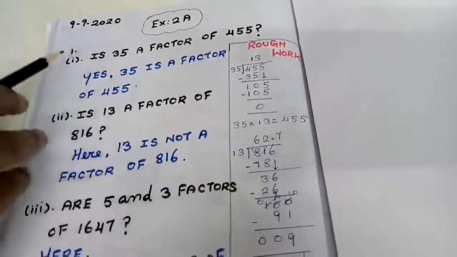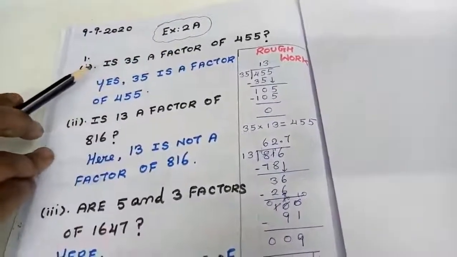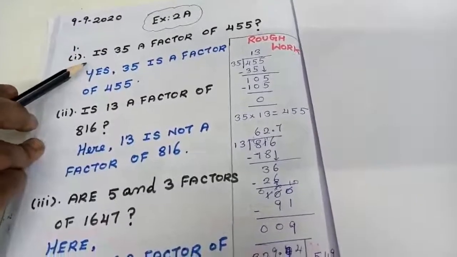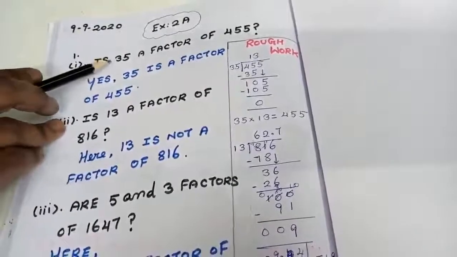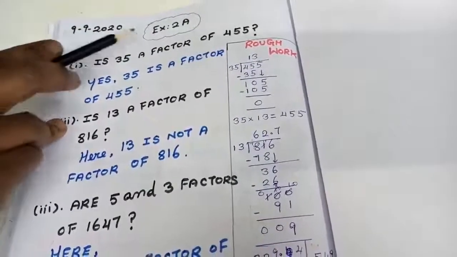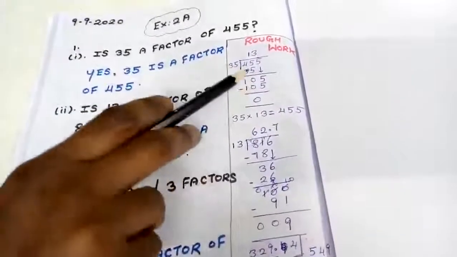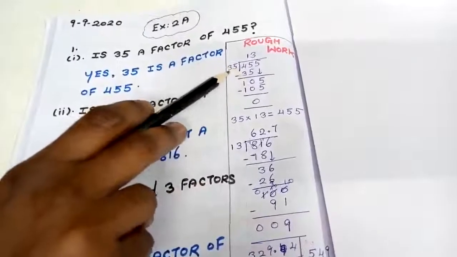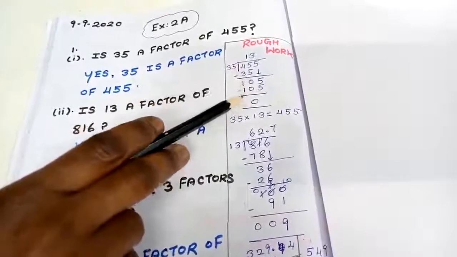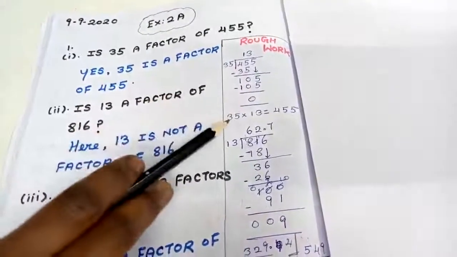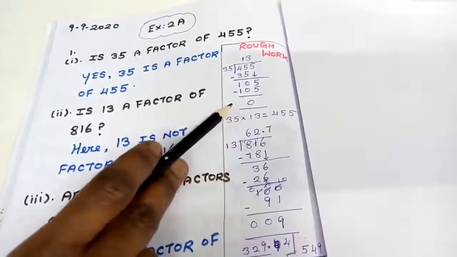Here, the first sum is: is 35 a factor of 455? Whenever they ask you whether a particular number is a factor of the given number, what is the question given here, students? They are asking you to check whether 35 is a factor of 455. I am going to take my rough book now. Just divide 455 by the 35 table, directly by 35 table. While I am dividing, I should get the remainder 0. If I get the remainder 0, what is the meaning? 35 into 13 is equal to 455. That is the concept. So I will be dividing.